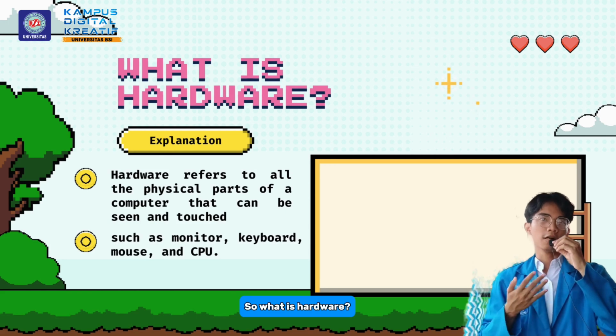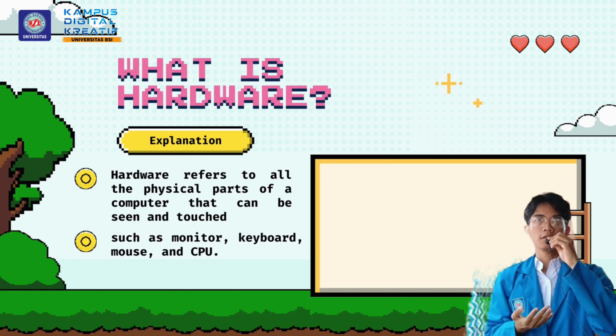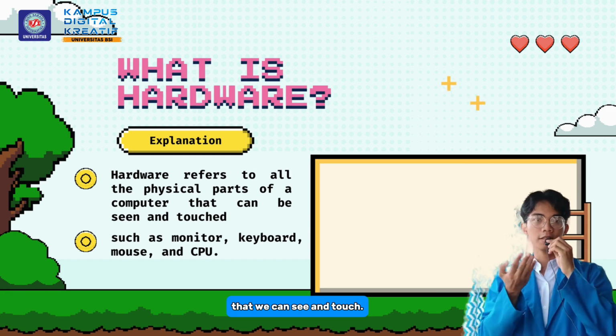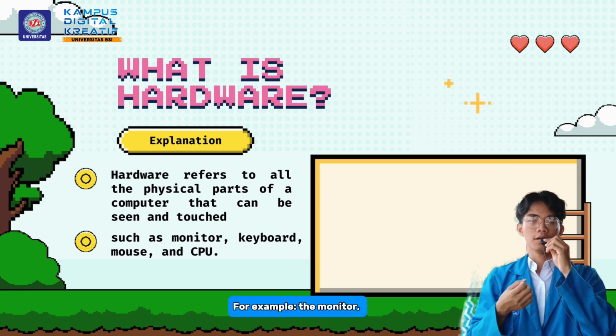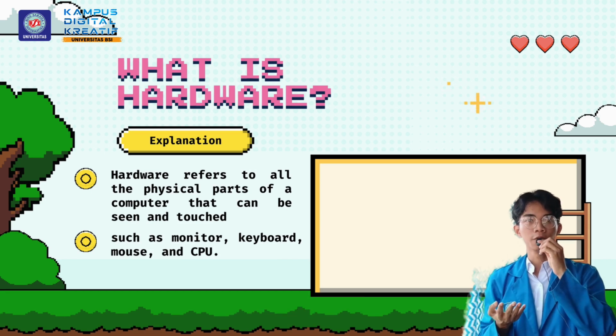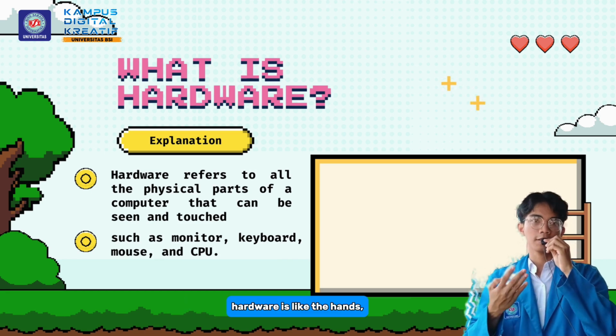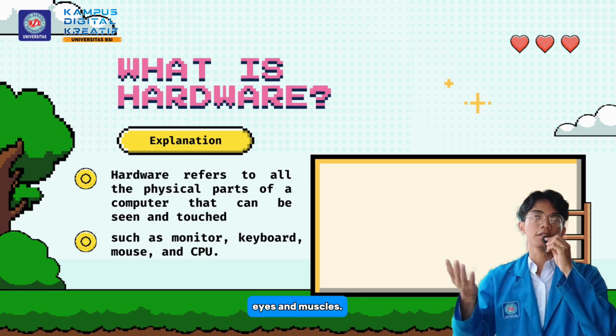Today I will talk about the hardware and software. So, what is hardware? Hardware includes all the parts of a computer that we can see and touch. For example, the monitor, keyboard, mouse, and CPU. Just imagine a computer like a human body. Hardware is like the hands, eyes, and muscle.